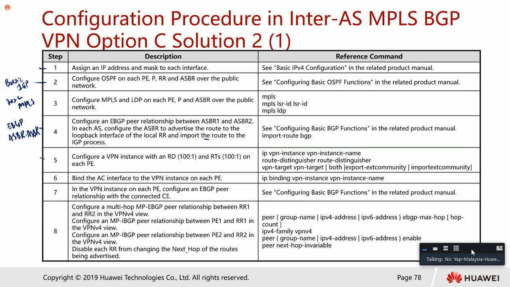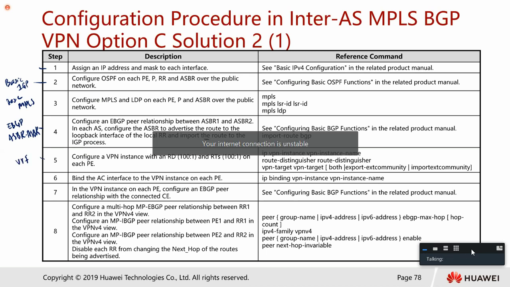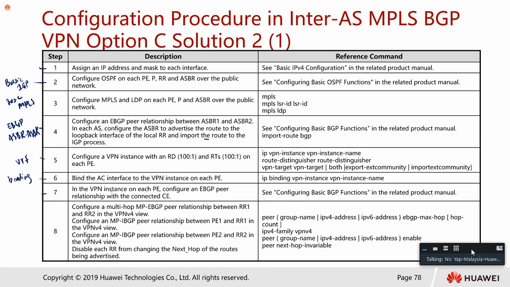Number 5, configure VPN instance. This is on the VRF. Binding, and configure the VPN instance on each PE. Configure peers, eBGP peers. This is the eBGP between PE to CE. And this is on the multi-hop MP-eBGP, and also MP-iBGP on step number 8. Okay, that is what needs to be done.